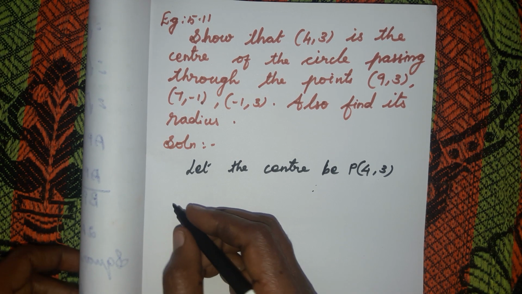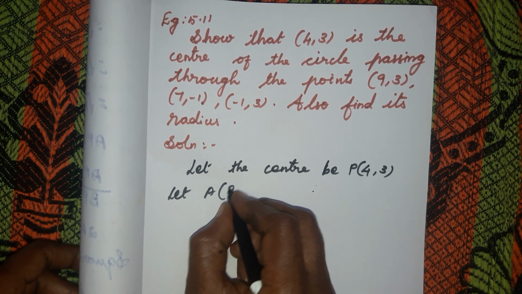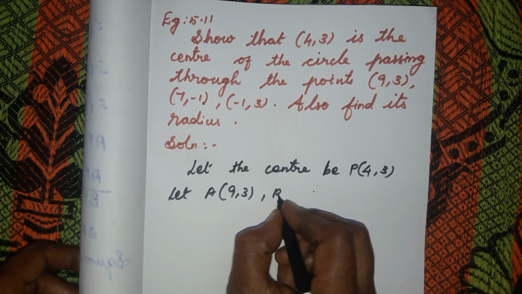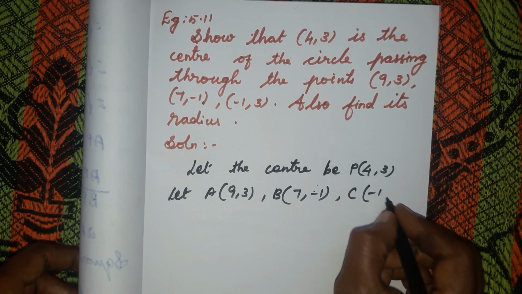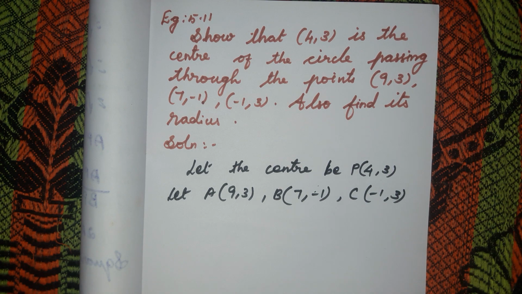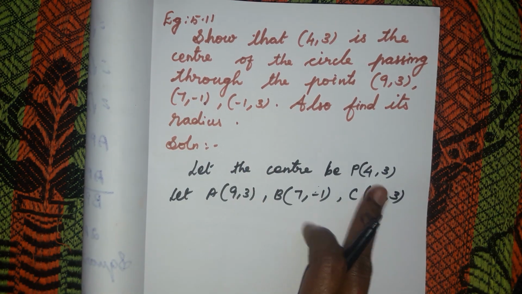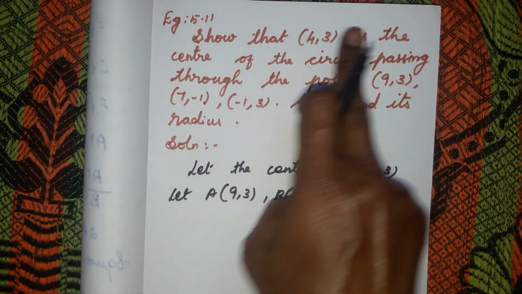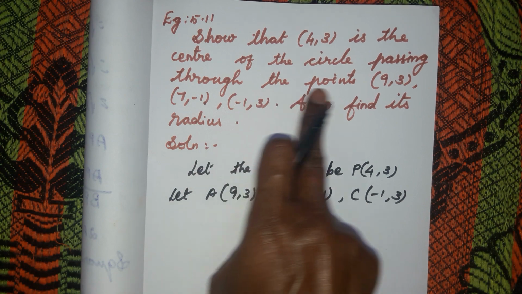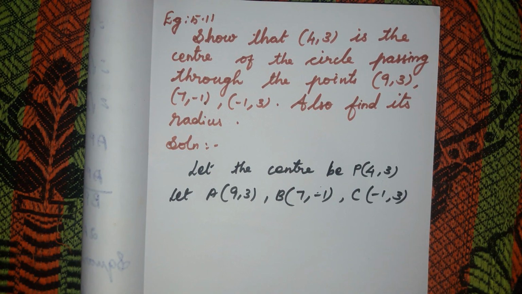Next, the 3 points are given: A (9, 3), B (7, -1), C (-1, 3). Okay, A, B, C, 3 points. Center I am taking as P. What is given? We want to prove that P is the center of the circle passing through the points, and also find its radius.